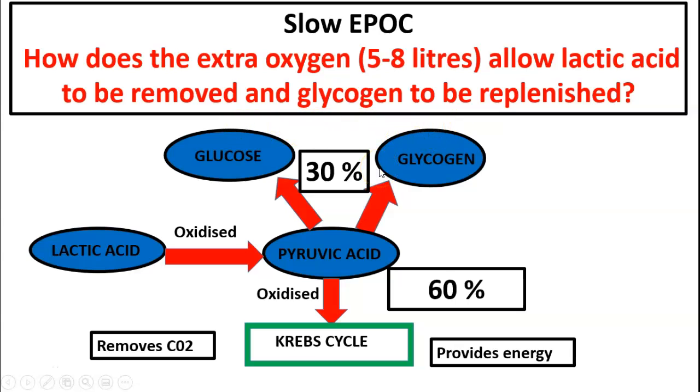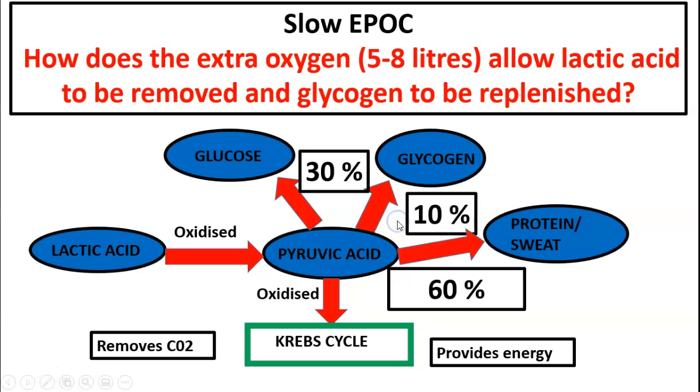And the final way that pyruvic acid is converted, and it refers to the final 10%. So 10% of pyruvic acid is converted into protein, and it's removed via sweat. You could add it, or if you're not making notes, sweat and urine, which will be on the next slide.